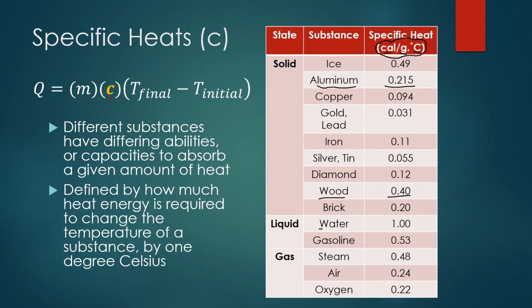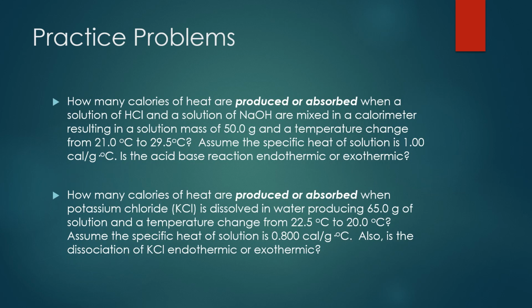Water, once again, that I mentioned on the previous slide, has the highest specific heat on this table here. So water can absorb a lot of heat before its temperature raises. So in these practice problems, we're going to be calculating heat, that Q value, and we're also going to take that a step further to figure out if a reaction is endothermic or exothermic.